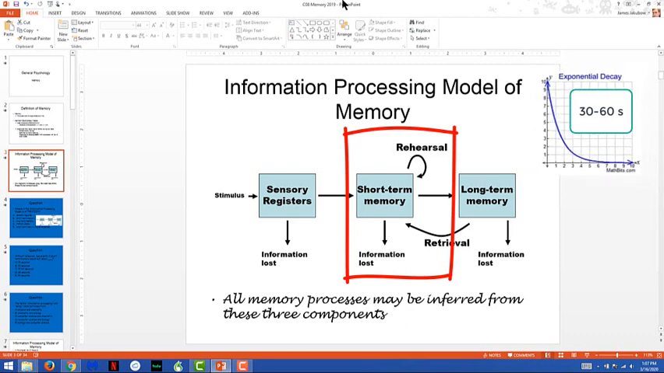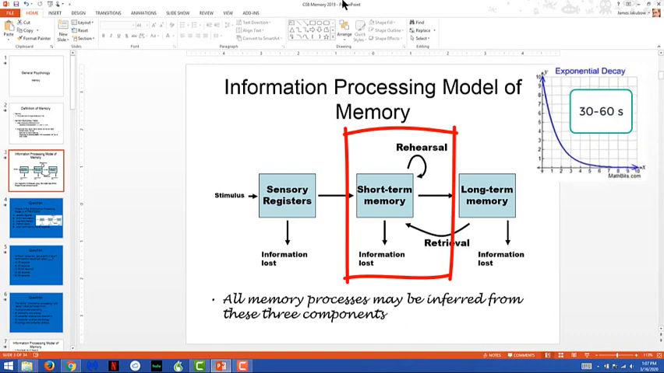So for example, if information makes it into short-term memory, this new memory system that has this longer period that holds information, what you wind up seeing is a loss of memory over the course of about 30 seconds, if you are not rehearsing the information. And that memory can be held in short-term memory indefinitely, provided you repeat it.